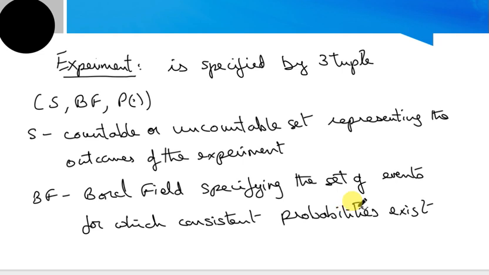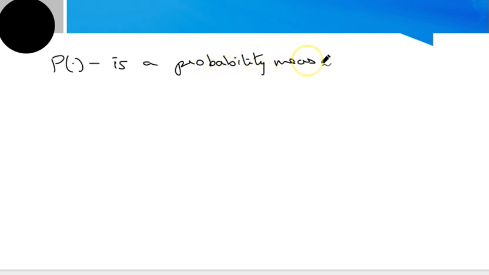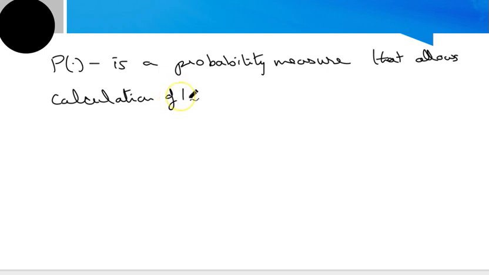And finally, P of dot or P is a probability measure that allows the calculation of the probability of all the elements in the Borel field.